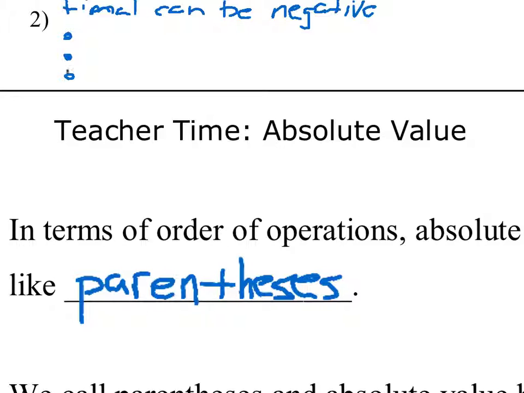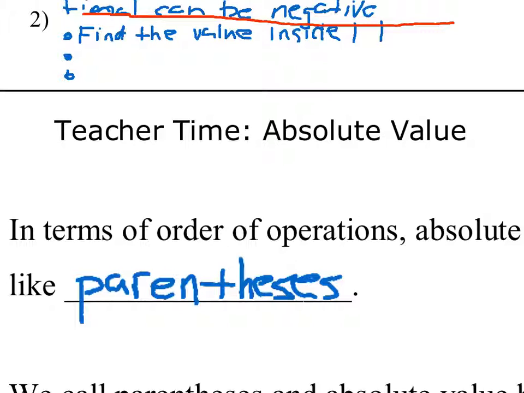The first is to find the value inside the absolute value symbols. So I've just drawn a pair of absolute value symbols. I'm going to do us a favor and draw a line here, just so we can tell. Sorry, it's really ugly.